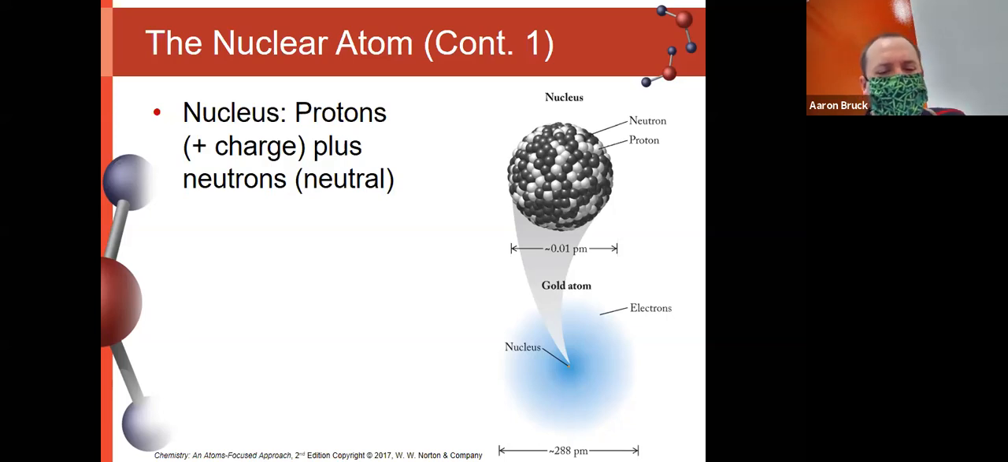The overall diameter of the atom, we can see the overall diameter is about 288 picometers, of which 1/100th of that diameter, 1/100th of a picometer. So again, somewhere on the order in this case of about 1/28,000th of the diameter belongs to that nucleus.